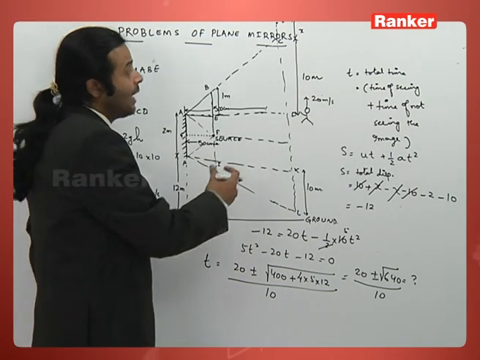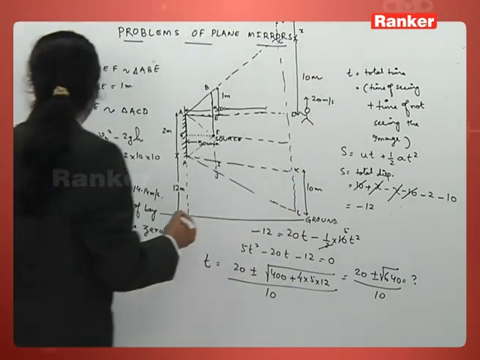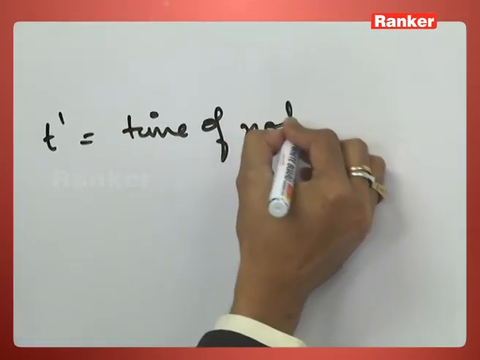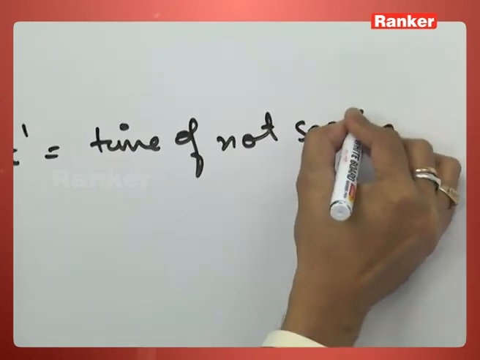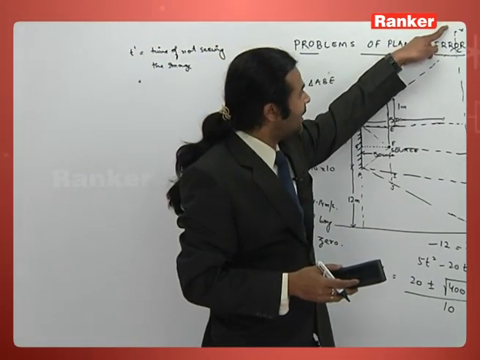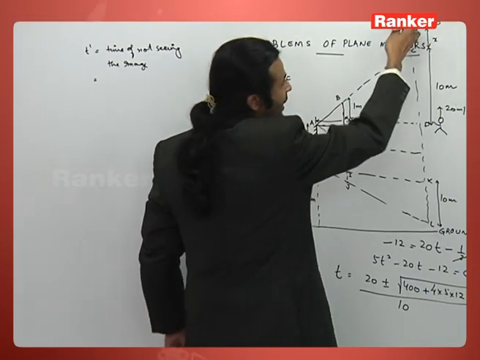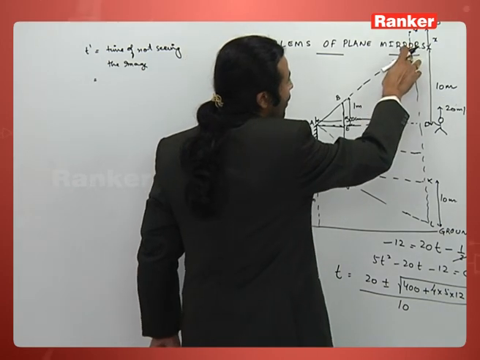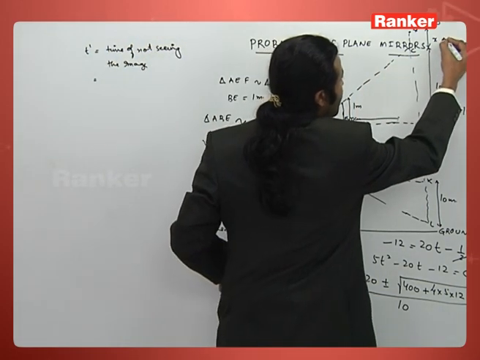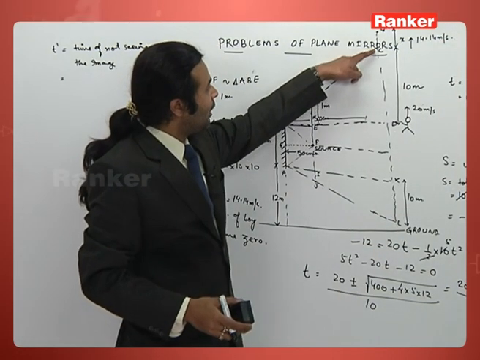Now let us calculate the time for which he is not seeing the image. So I write here, let it be t dash, the time of not seeing the image, for the distance from C to X and X to C. At X point the velocity is becoming 0. We have already assumed it, at point X the velocity is becoming 0. At point C we have already calculated the velocity. At point C the velocity was 14.14 meter per second.